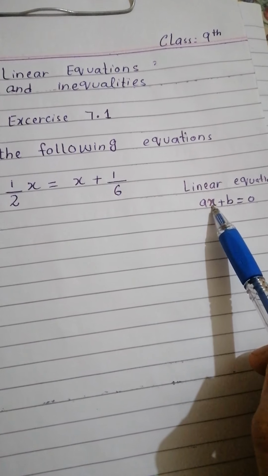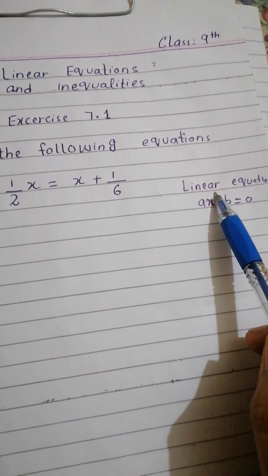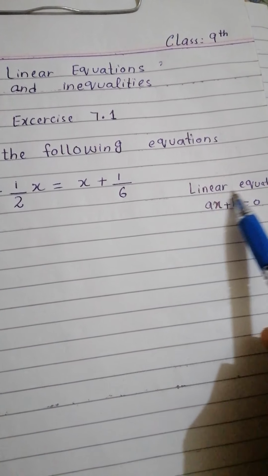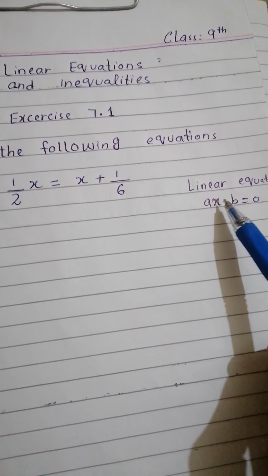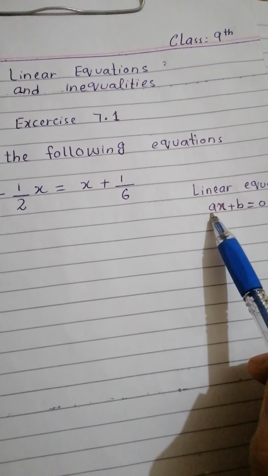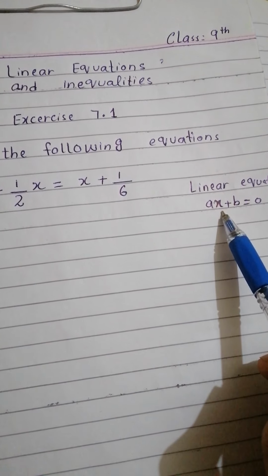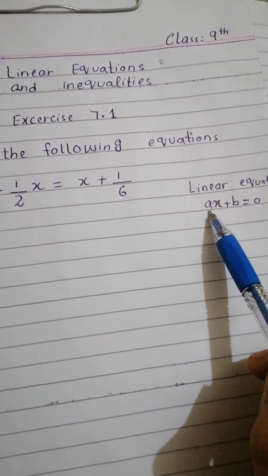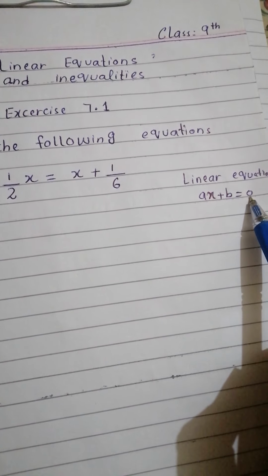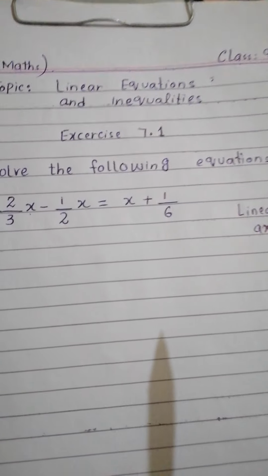Here the exponent of this variable x is 1, which means this is a linear equation. The variable may be x, y, z or whatever, but its exponent should be 1, and in the whole question only one variable will be involved. An equation of the form ax plus b is equal to 0 is known as a linear equation.